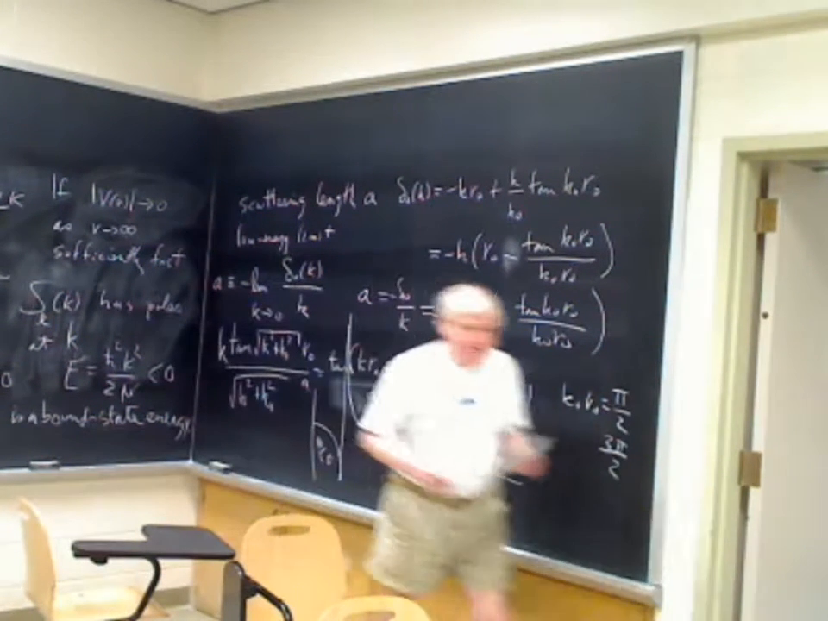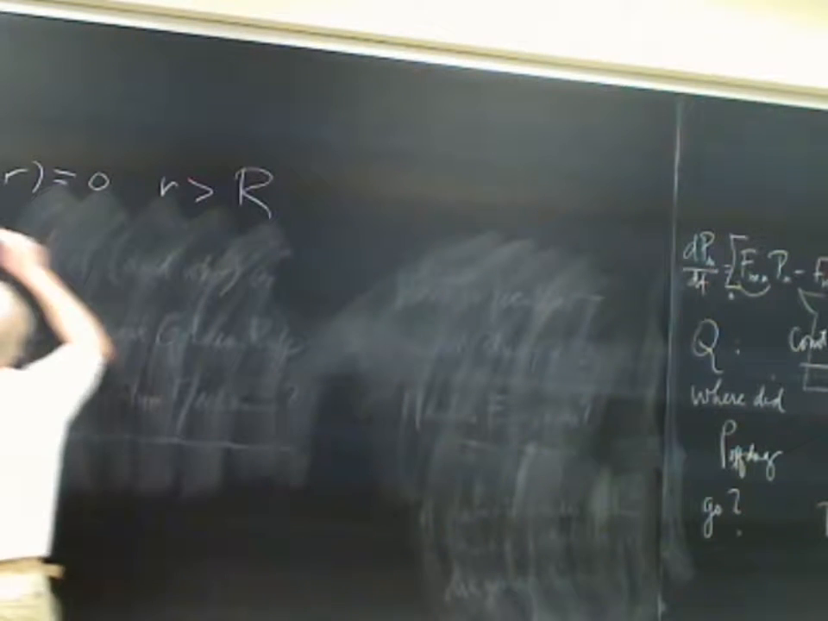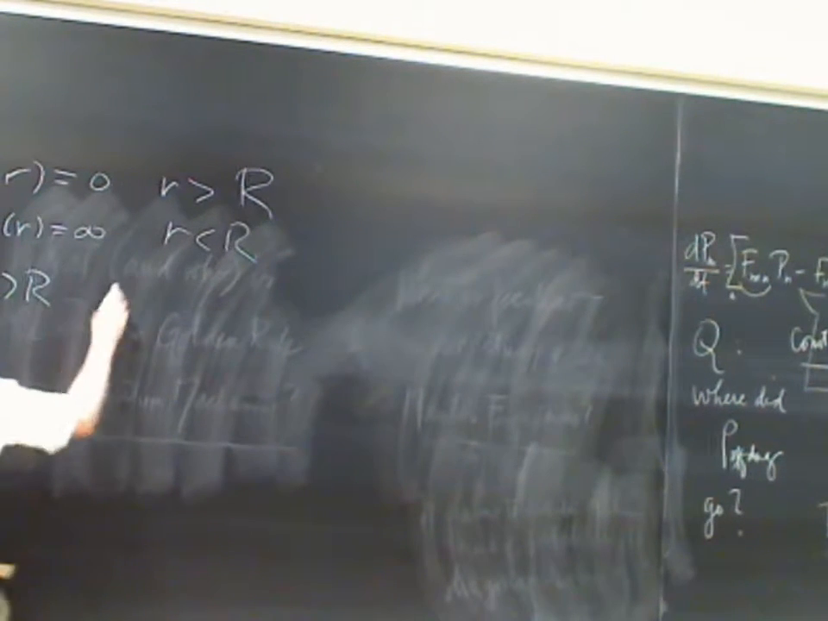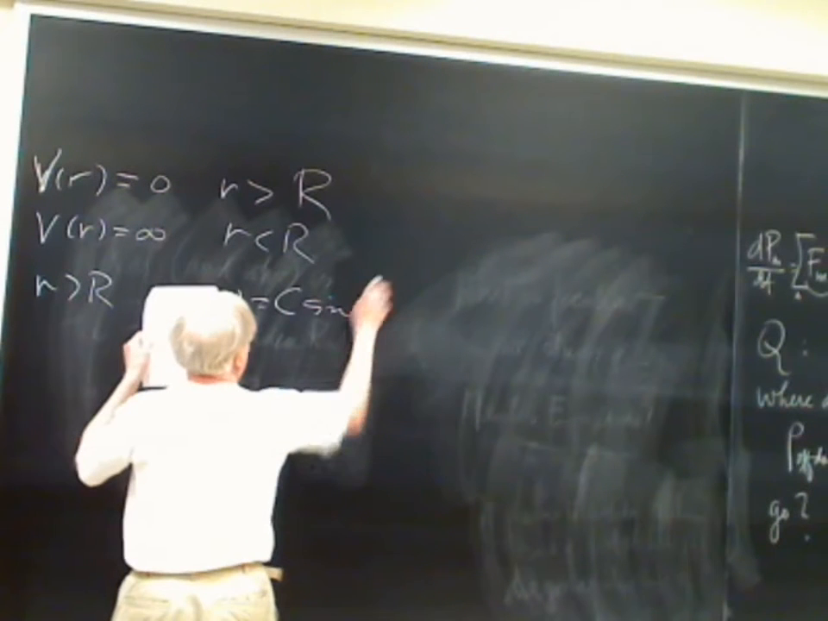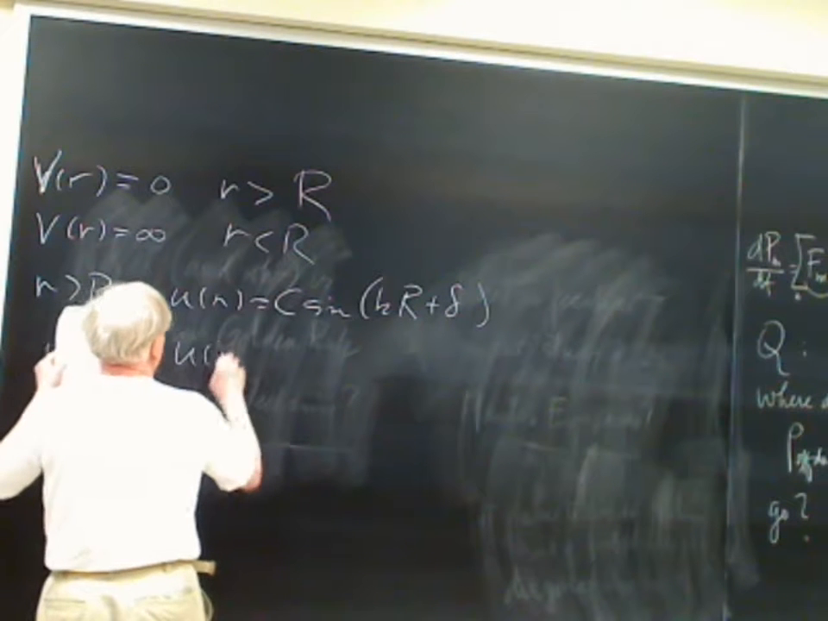Okay, we have time for another example, but an example we can do very quickly, namely, let's consider scattering off a hard sphere. This is easier to do. We have V of r equals 0 for r greater than, let's say, R, and V of r equal to infinite for r less than R. So for r greater than R, we have u of r is some C sine of kr plus delta, and for r less than R, we have u of r equal to 0.